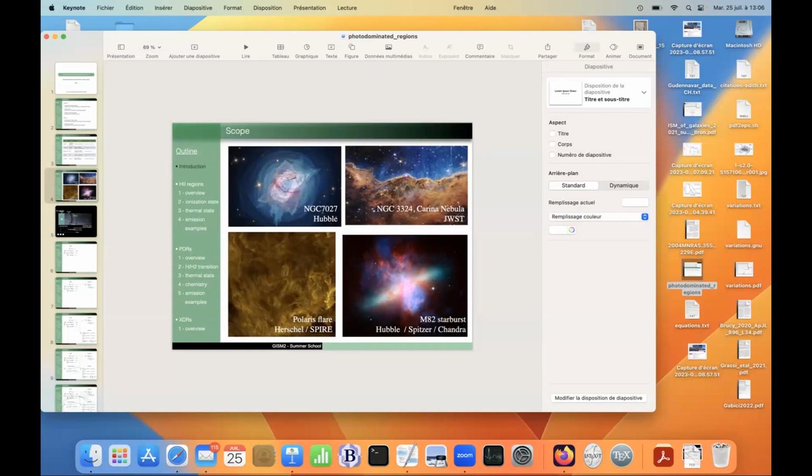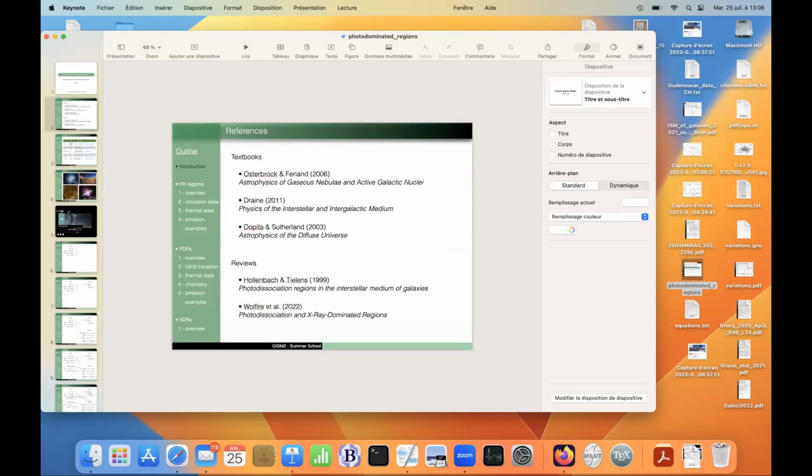Yes. In fact, it's a question on Slack. You're speaking a lot about dust in PDRs and not at all in H II regions. Why is that? I guess I said at the end of the H II region part that I neglected a lot of things in what I talked about concerning H II regions, and one of these was the dust. Indeed, dust can be important in H II regions for several reasons. The most important reason is that it can absorb the radiation field.